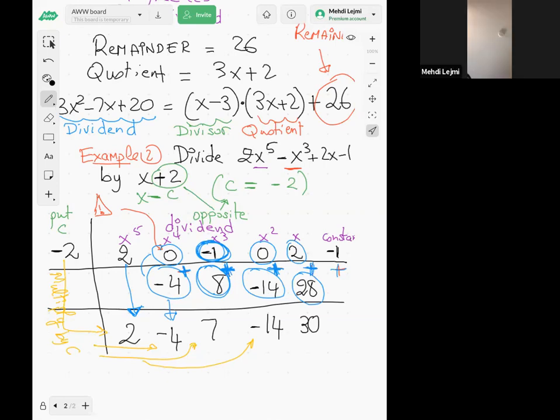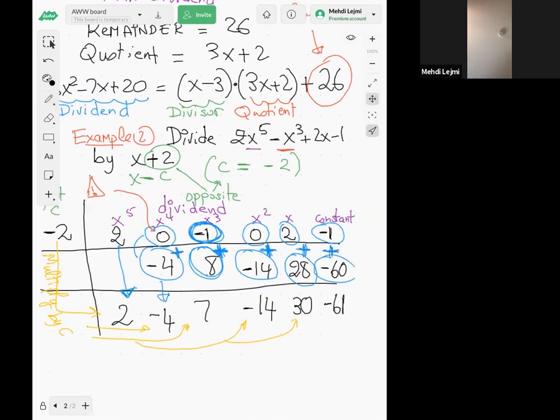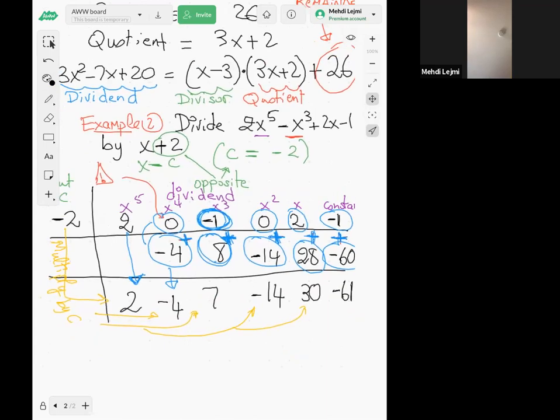The 2 plus 28, that will be the 30. We'll multiply again by the -2. 30 times -2, that will be -60. So here it's -60. And then finally, we're almost done. So we have this -1 plus this. This is a plus, of course. So -1 plus the -60, that will be -61. So here it's -61. Yeah, because the power here is 5, so we have a lot of columns.